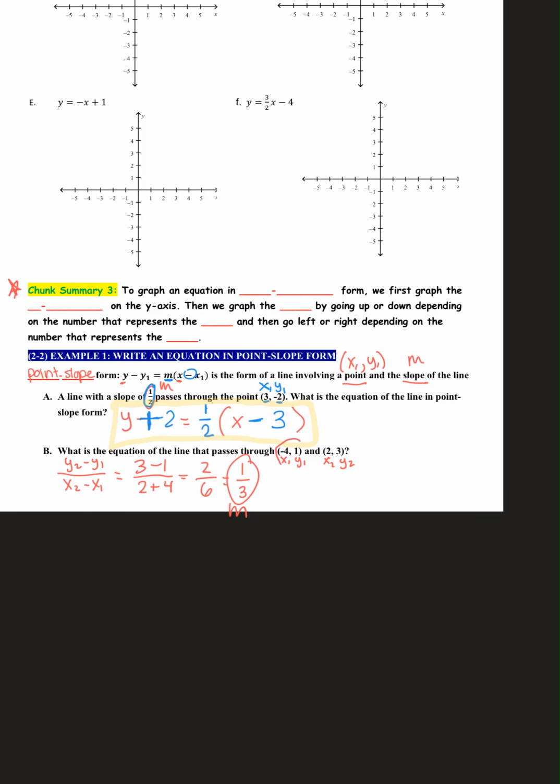Whatever we decided was x1 and y1, that's the point that we're going to put into point-slope form. So what doesn't change is the y minus something equals something, parentheses, x minus something. All I have to do now is plug in my m and my x1 and my y1. My slope is 1/3, so that goes here. My x1 was -4, so I put -4 in for x1. I see two negatives, which make a positive, and then I see a +1, so I'm just going to put 1 right there. And that's it. That's point-slope form. It's done.